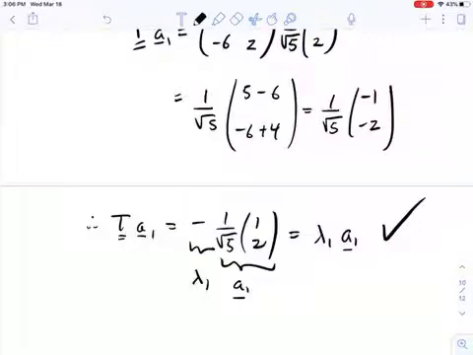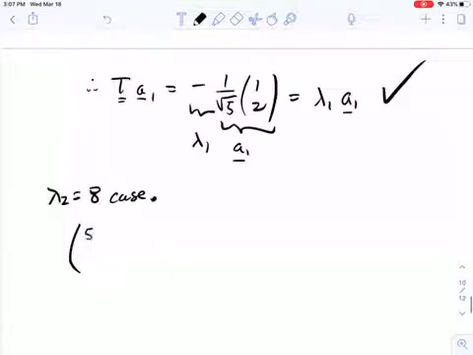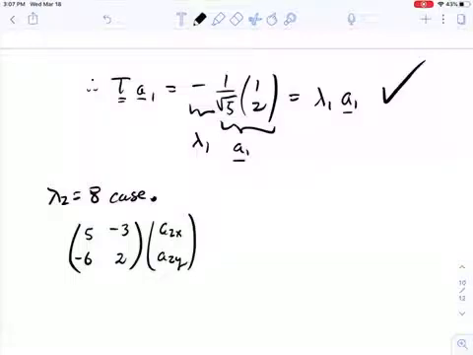Okay, that was one of the eigenvectors. Let's do the lambda 2 equals 8 case. So it's just the same process, where we have now the unknown components of vector A2. And our eigenvalue is 8.